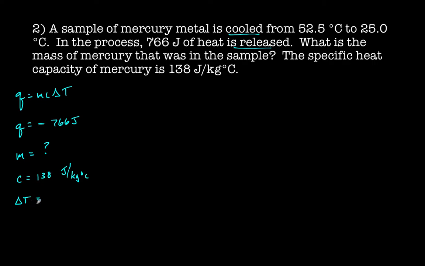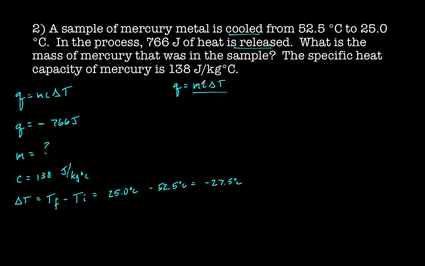And then finally, my change in temperature, again, is always the final minus the initial. And my final temperature here is 25.0 degrees Celsius minus 52.5 degrees Celsius to equal a negative 27.5 degrees Celsius change. Okay, now let's just plug it in. Again, I'm trying to solve for mass. So Q equals mc delta T.